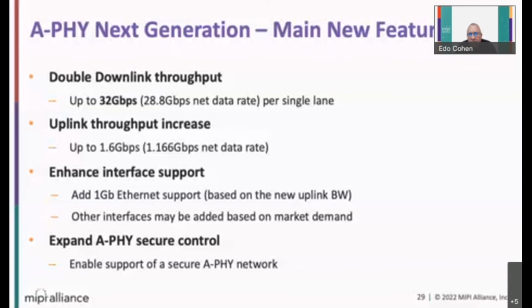Going forward, as the uplink bandwidth is increased, it is possible to support even 1 gigabit per second Ethernet, and the adaptation layer will be updated based on the work group analysis of several use cases to meet the requirements of this 1 gigabit Ethernet.